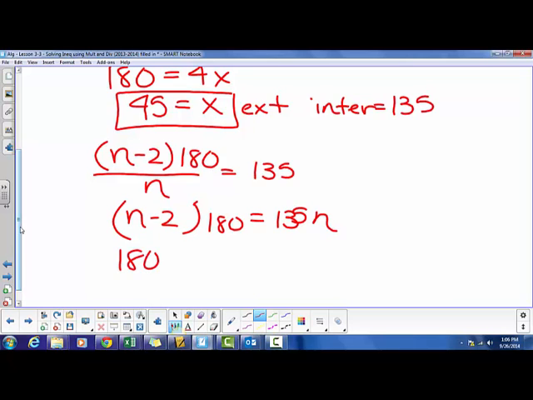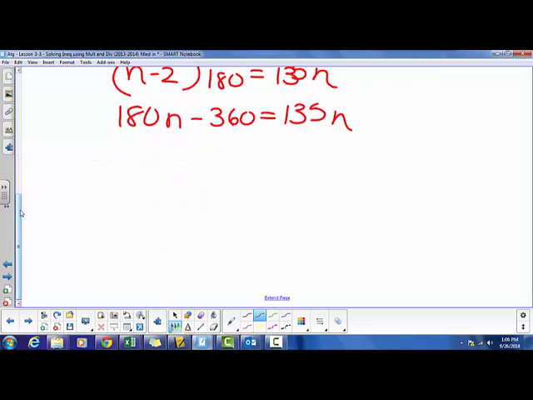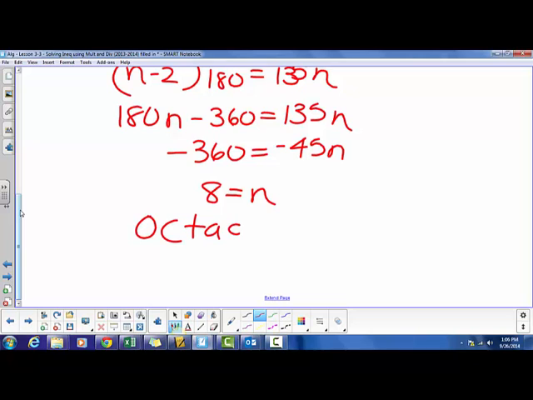Distribute: 180n minus 360 equals 135n. Subtract 180n from both sides, negative 360 equals negative 45n. Divide both sides by negative 45, and I have 8 equals n. What kind of a shape has 8 sides? An octagon.